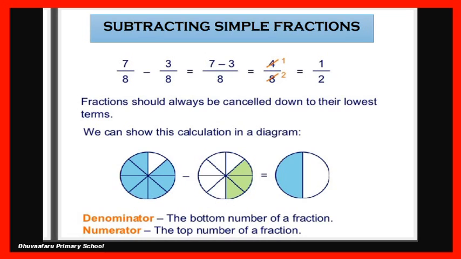Subtracting simple fractions. This is subtraction of fractions. 7 by 8 minus 3 by 8 equal to: you have to subtract 7 minus 3, and you have to write 8 as the denominator. 7 minus 3 is equal to 4. You have to write 8 as the denominator. When we reduce 4 by 8, the answer is 1 by 2.